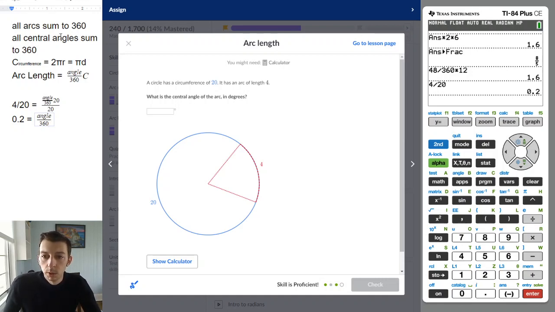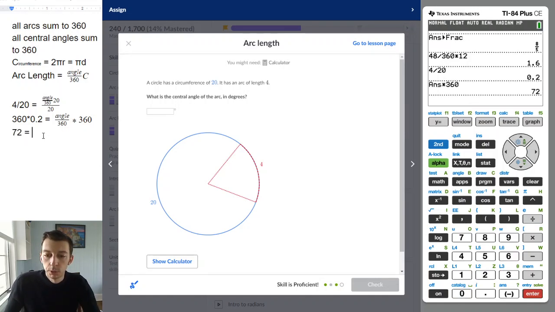From there, you want to multiply both sides by 360 because you want your 360s to cancel out over there. So I'm going to multiply both sides by 360, and you end up with 72 degrees. So 72 should be equal to my angle, which would also be the angle of this arc. So 72. Here we go.